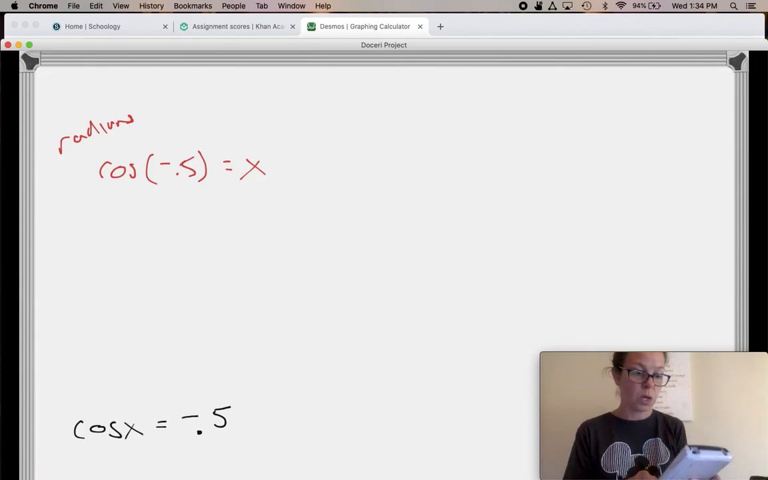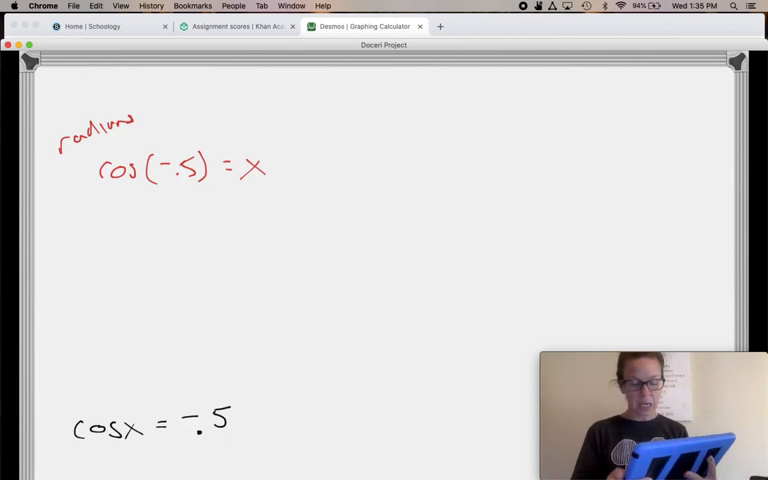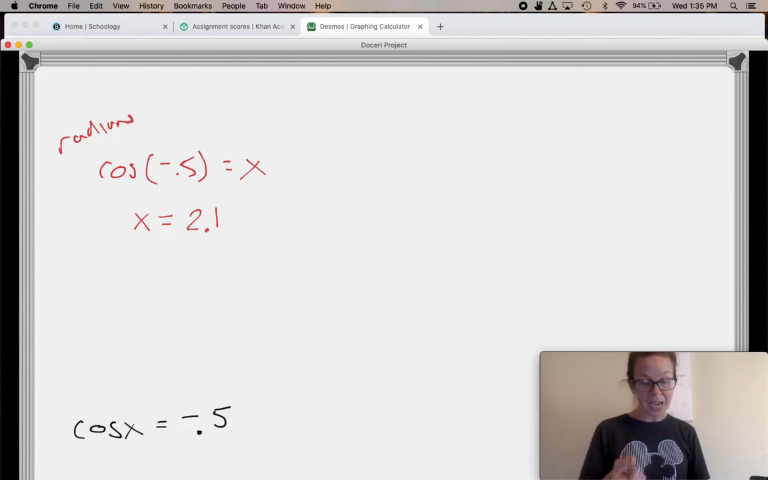So I'm going to go in mode. I'm going to choose radian. And I'm going to do the inverse cosine of negative 0.5. And I get an answer of x is, I'm going to say 2.1. Okay? All right. This actually has a nice fraction answer to it as well, like in terms of pi, and we'll see that when we go to look at the graph.